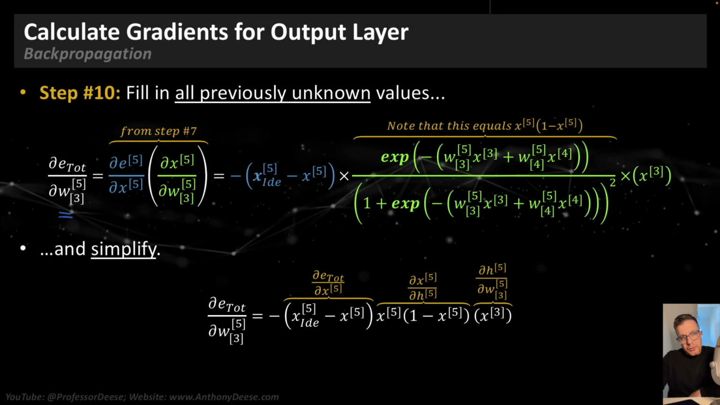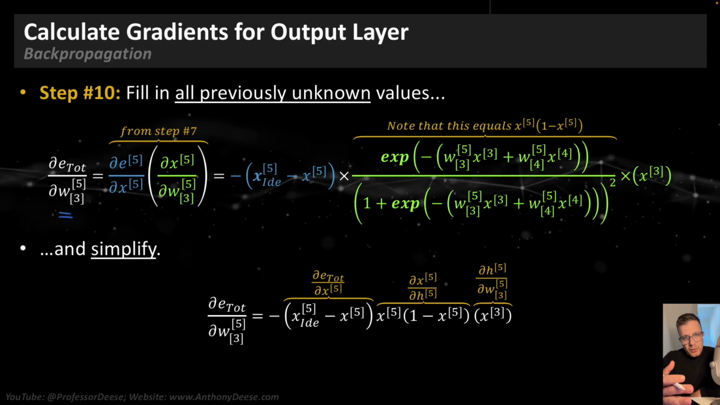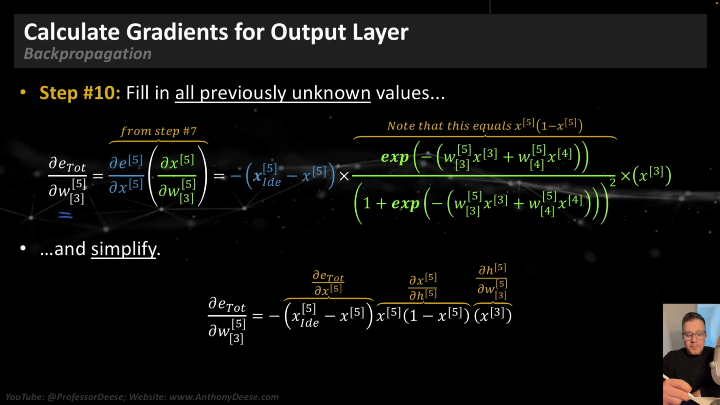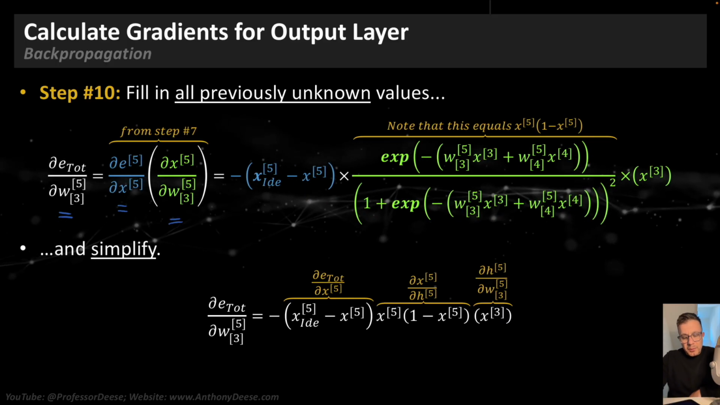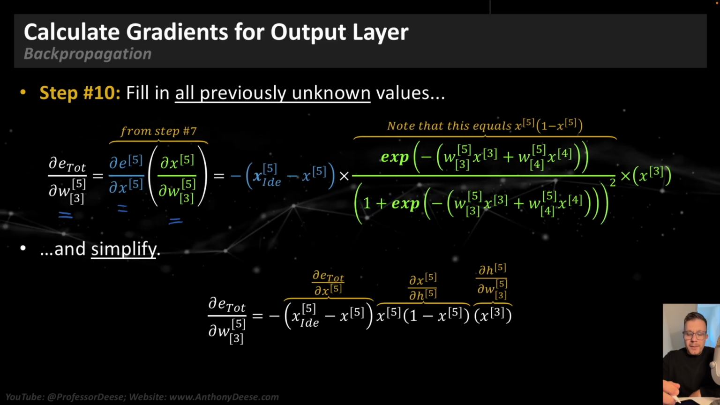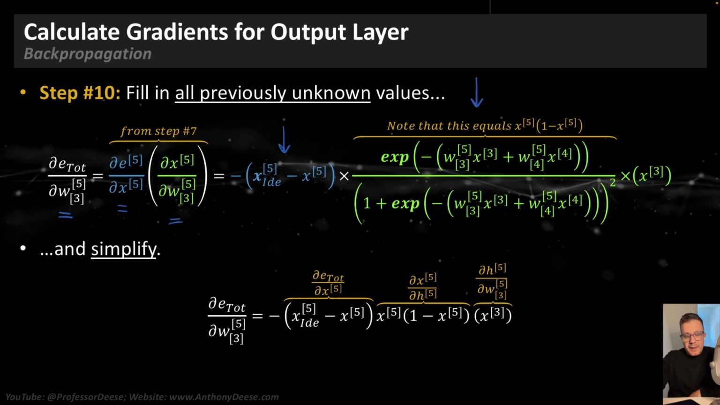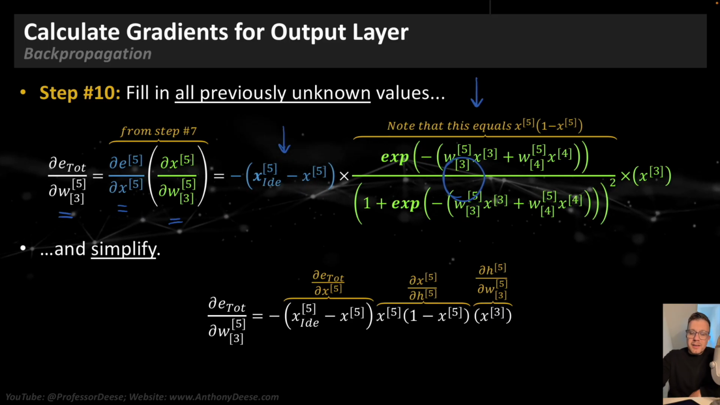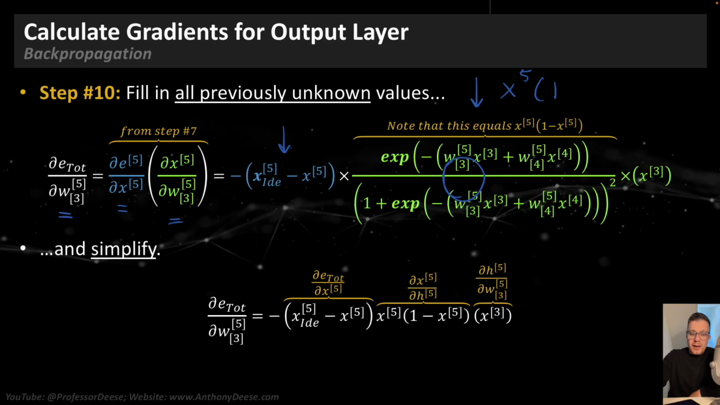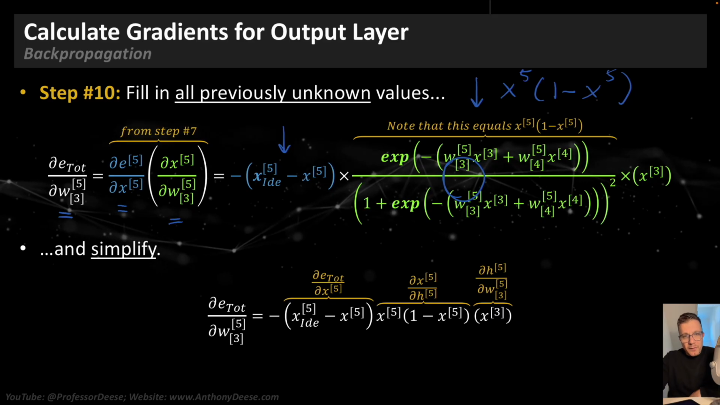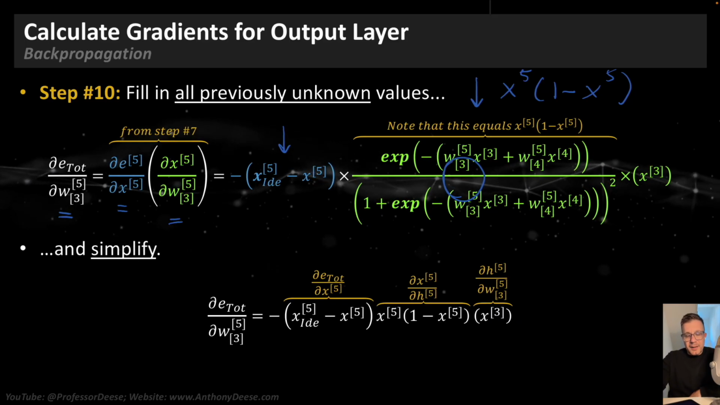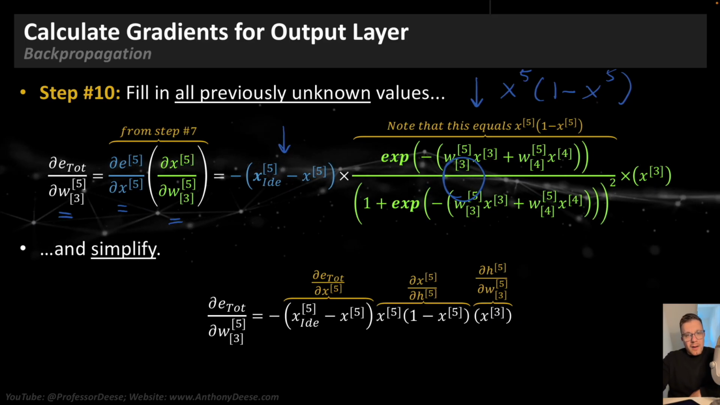Again, we see that the partial derivative of the total error with respect to our target synapse weight 3,5 may be decomposed into 2 factors multiplied by one another, one in blue, one in green. The previous page demonstrated these substitutions. Now the one note I want to make here is that everything in the green may be simplified to x superscript 5 times 1 minus x superscript 5. So the state of node 5 times 1 minus the calculated or estimated state of node 5.